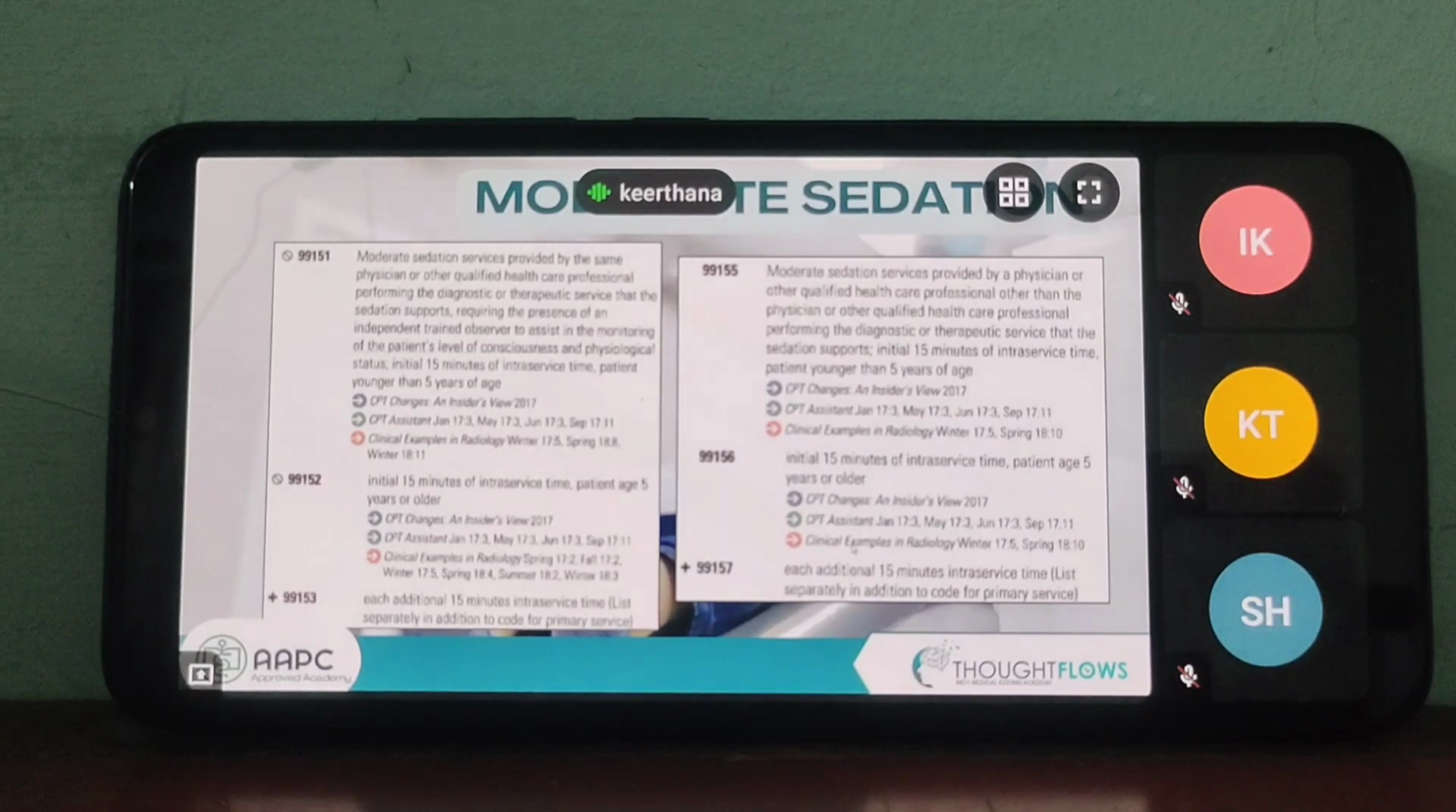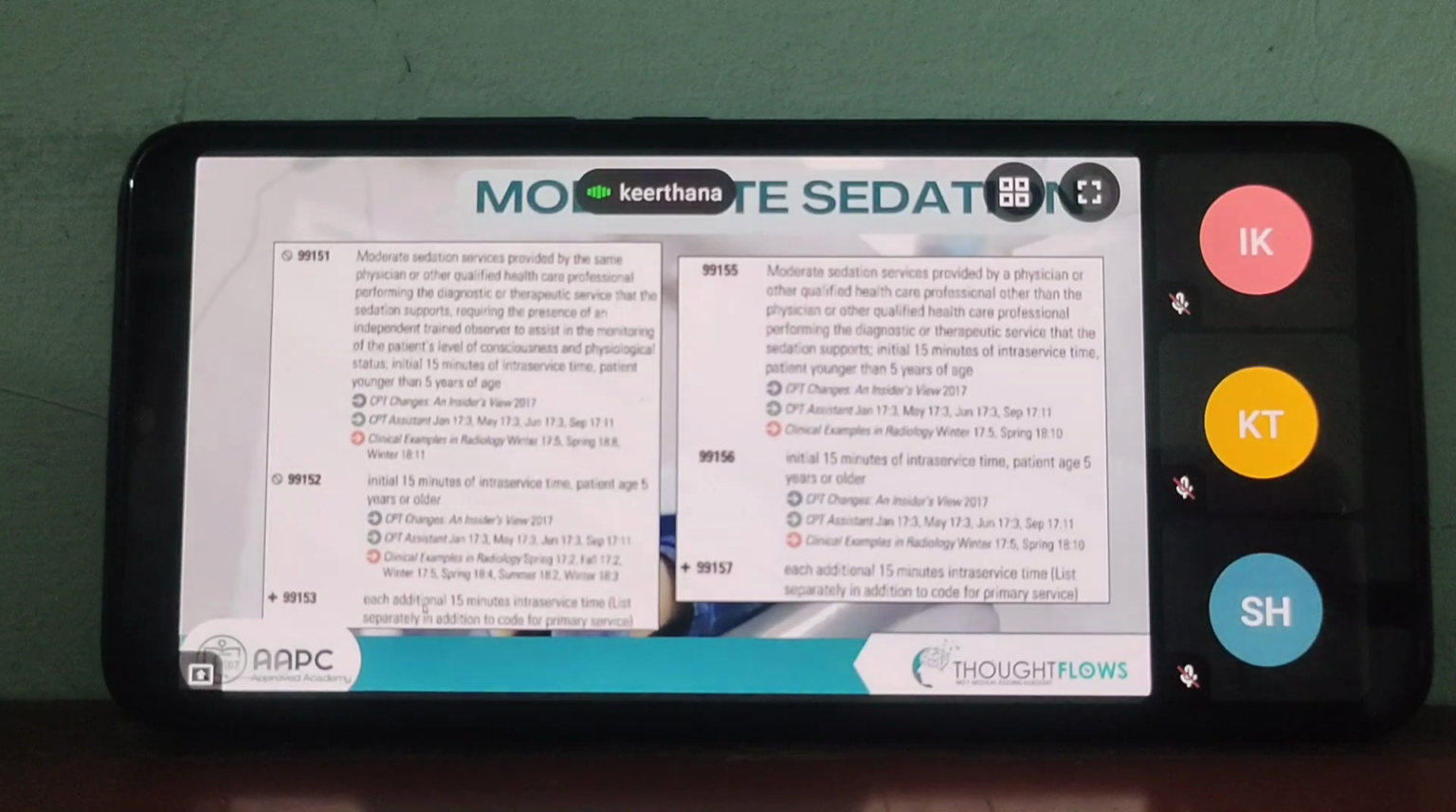Okay, now tell me, the patient has undergone moderate sedation by the same physician. The patient is 3 years old, and the total time is 45 minutes. So 151 is for the initial 15 minutes, younger than 5 years of age. And as I have said, it's 45 minutes, so we do have an addition of 30 minutes. For that, you can use the code 153 times 2.